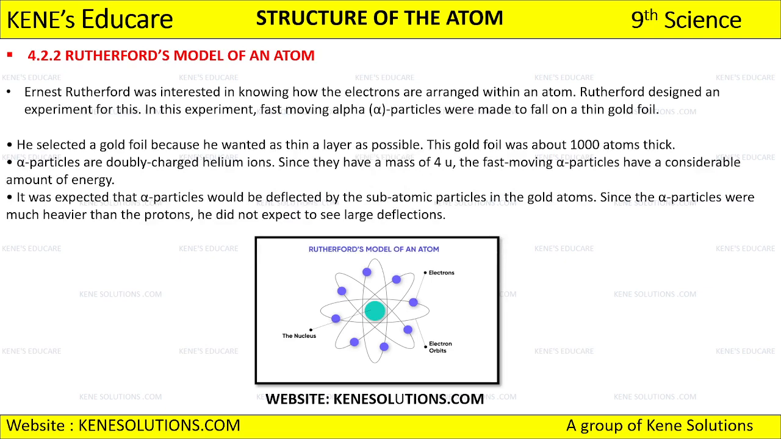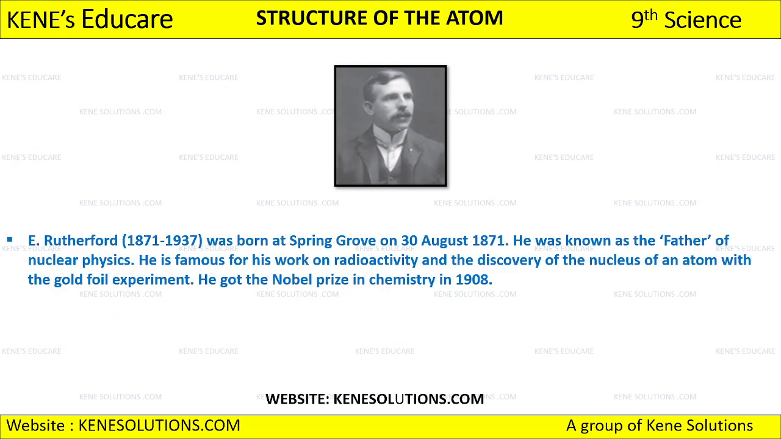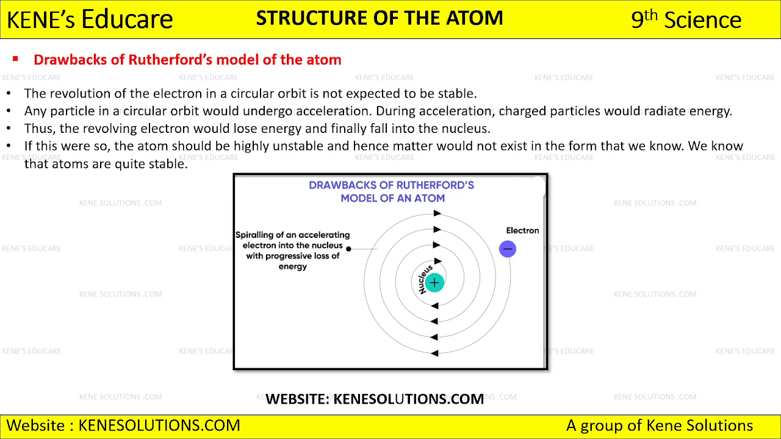But there were some limitations with his experiment, because of the drawbacks that he had. The drawback was that the revolution of the electron in a circular orbit is not expected to be stable. Any particle in circular orbit will undergo acceleration. And if there is an acceleration, what will happen? The charged particle is going to radiate energy.